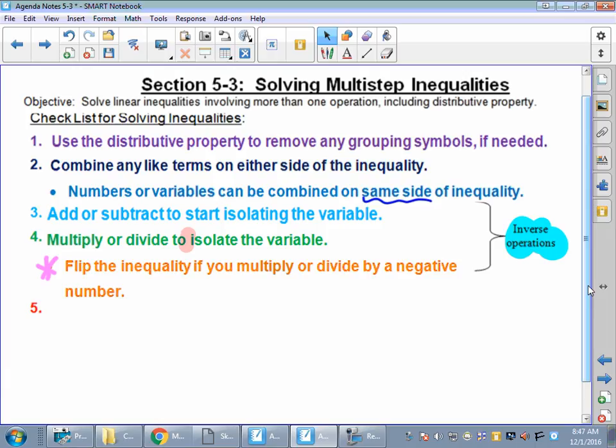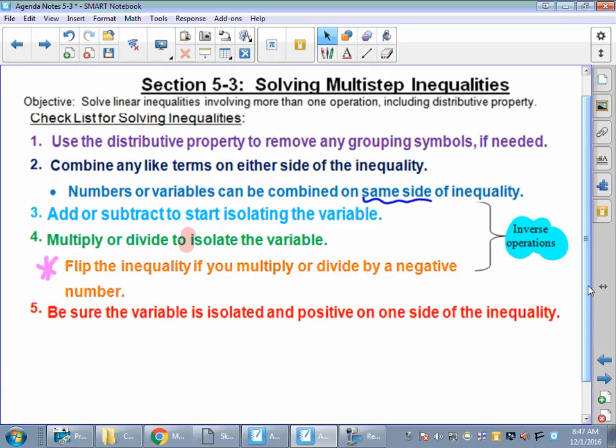And you know you're done when you are sure the variable is isolated and positive on one side of the inequality. These are all the same rules that we use for equations. We're just using less than or greater than. So distributive property if needed. Combine like terms if you can. Start using inverse operations when things are on opposite sides. Remember, draw that line down the inequality. If you add 3x on one side, you have to add 3x on the other side. And then finish off the problem to isolate the variable. Make sure that it is positive.